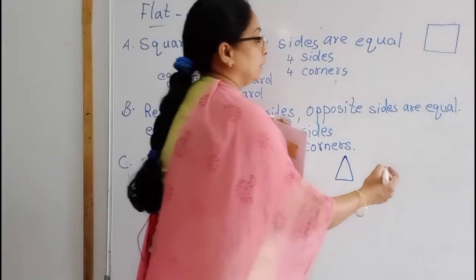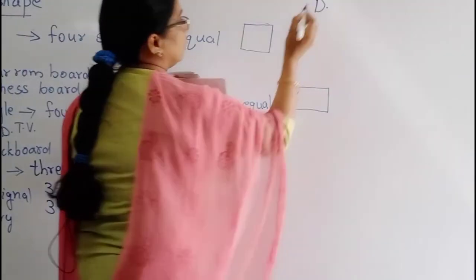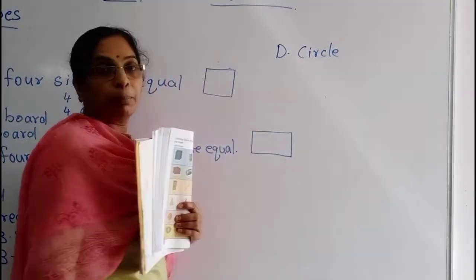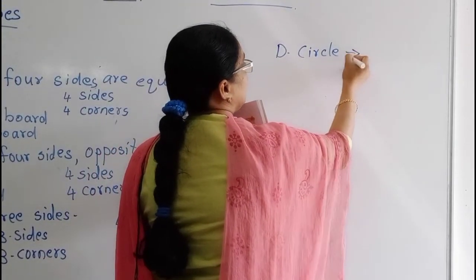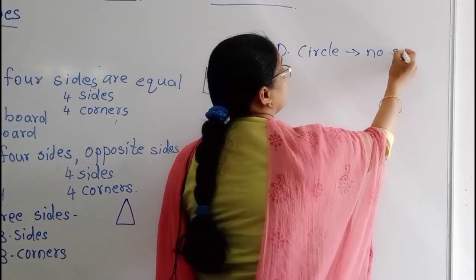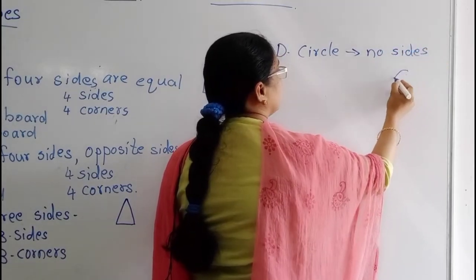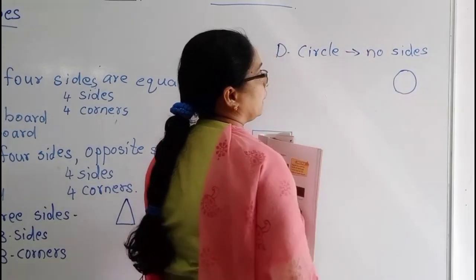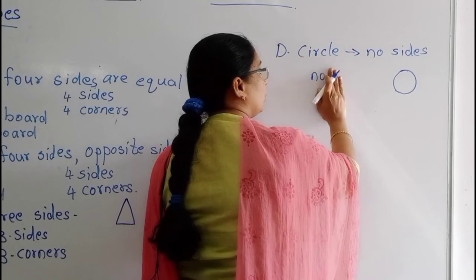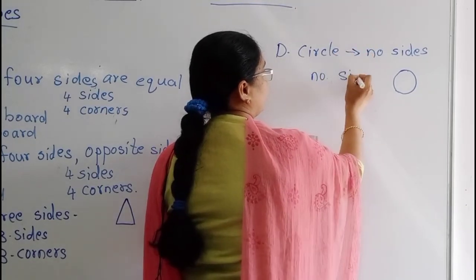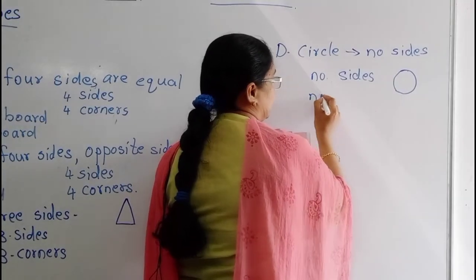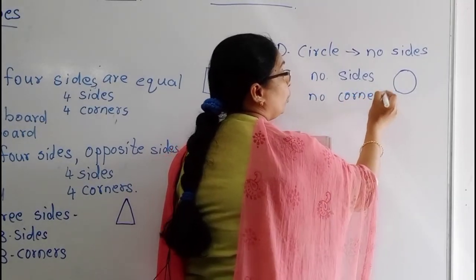Now the fourth one is D. D is circle. The fourth shape is circle. For this, circle has no sides. No sides. I show you, children. This is the shape of circle. It has no sides. Round. No sides. And it has corners also? No. It has no corners. No sides and no corners.